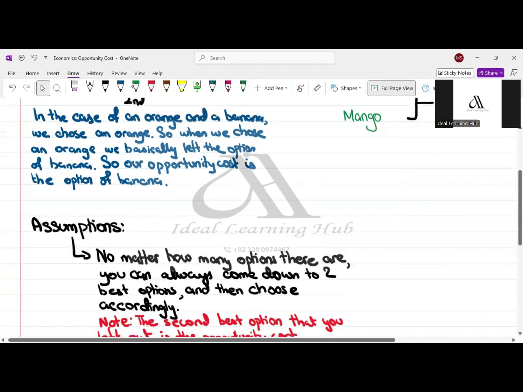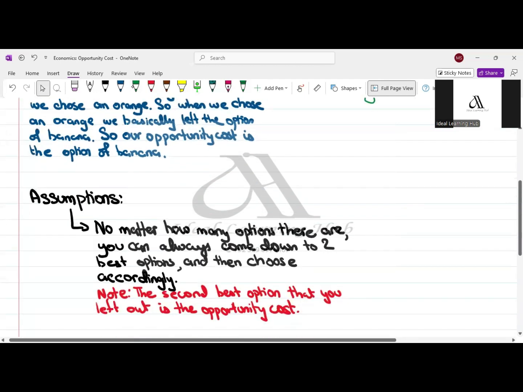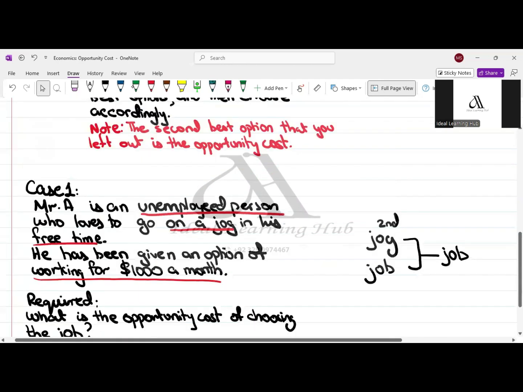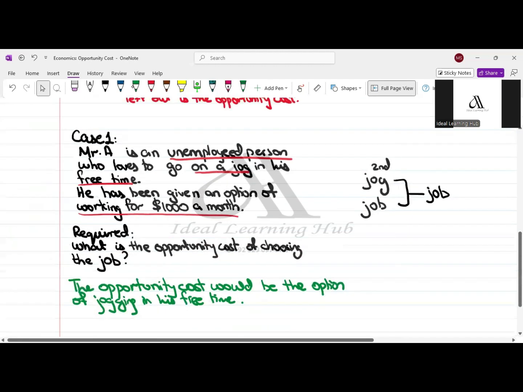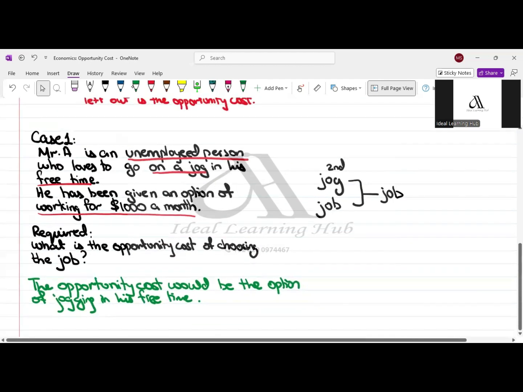Now, note, we had one assumption: no matter how many options you have, you can always come down to two best options and then choose one. The second best option that you left out is the opportunity cost. And then we went to the case of Mr. A and decided accordingly what the opportunity cost is. I hope opportunity cost is quite clear. This went on to a very long lecture, but I feel like you will never have problems with opportunity cost from now on.